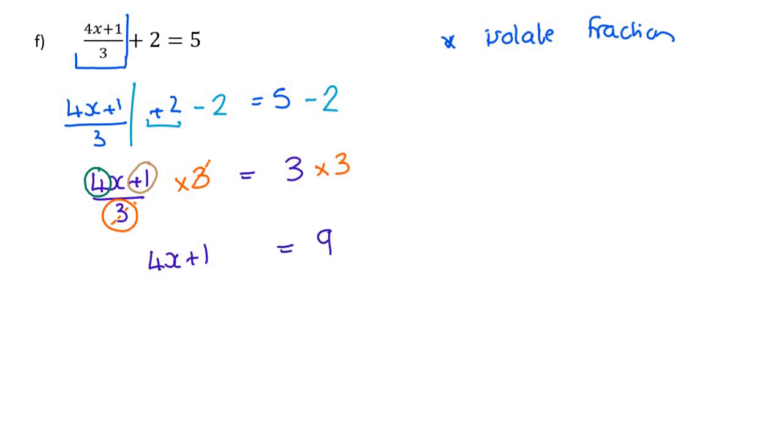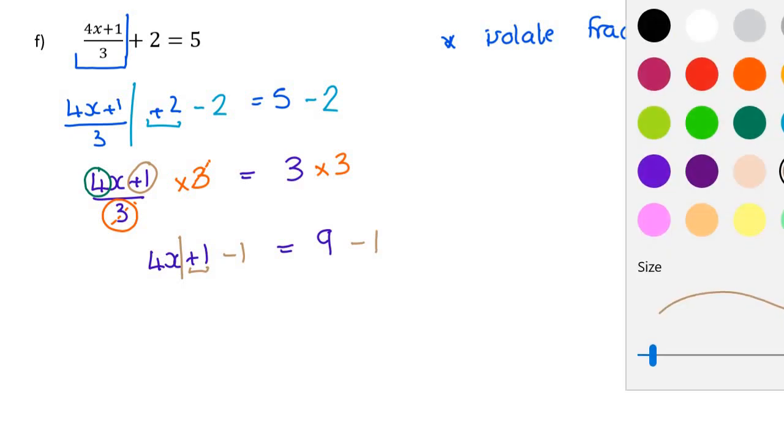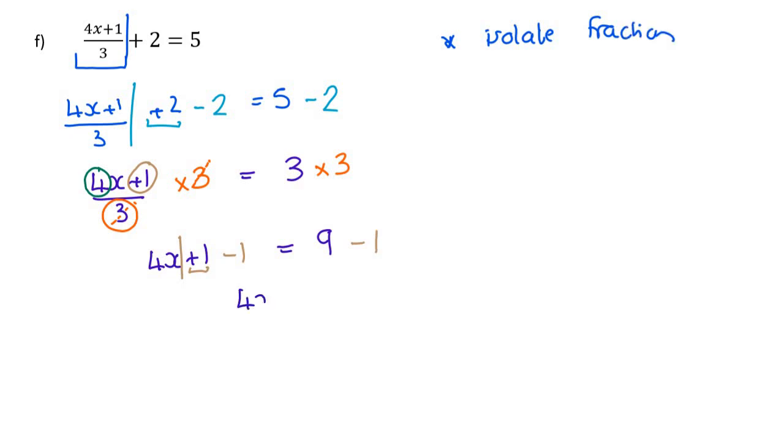Okay, now we're fortunately back to our easy question from our first video. So what's furthest away from x is plus 1. So I'm going to minus 1 on both sides. So I land up with 4x is 8. And then I need to remove multiplying by 4, so I'm going to divide by 4 on both sides. And I get x is 2.